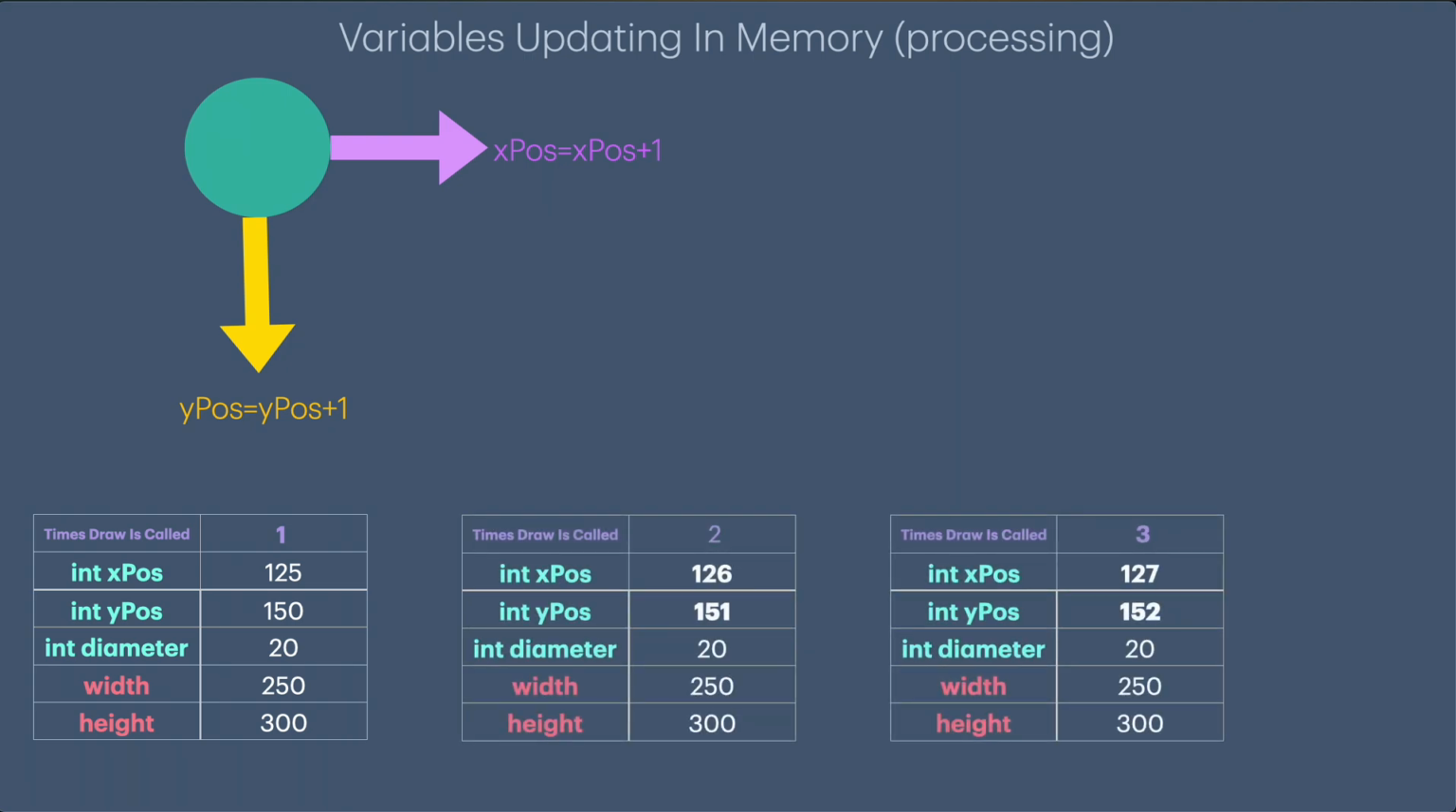And the next time draw is called, the x position will be 126 and the y position will be 151, because we will take 125, add 1 to it, so it's 126, and that'll be what x position will be overwritten as. It's the same thing as saying x position equals 126 in this case. And then the third time it's called, the x position will jump to 127. And y position will do something similar, go from 150 to 151 to 152. And we can continue this, and the ball will hopefully continue increasing in x position and y position.